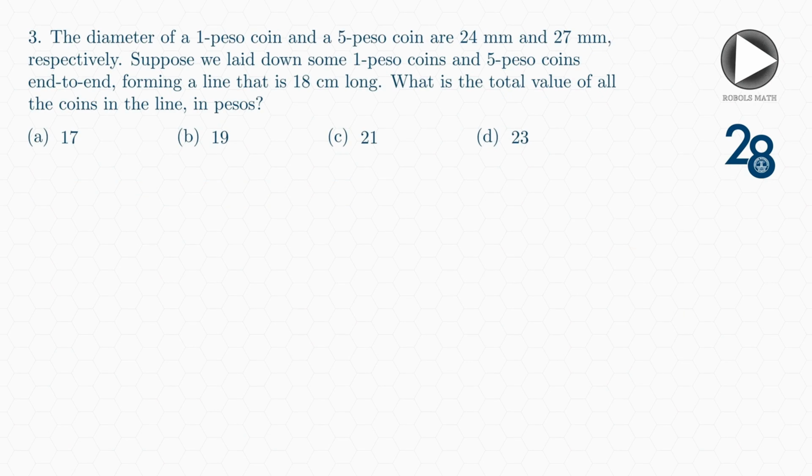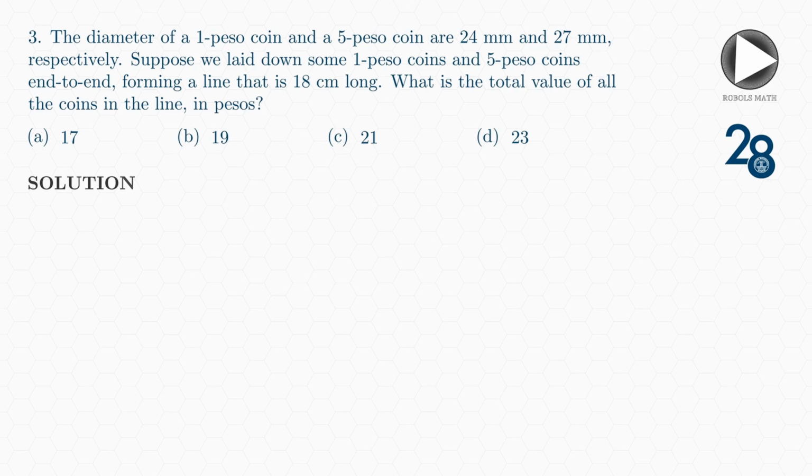The diameter of a 1 peso coin and a 5 peso coin are 24 millimeters and 27 millimeters respectively. Suppose we lay down some 1 peso coins and 5 peso coins end to end, forming a line that is 18 centimeters long. We are asked to find the total value of the coins in the line in pesos.